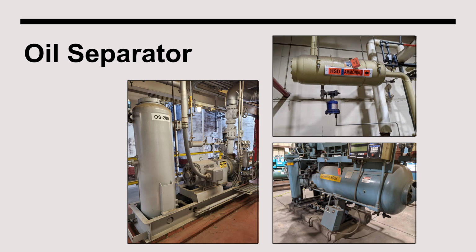An important component of a compressor is the oil separator. The purpose of this vessel is to separate the compressor oil from the ammonia and allow only ammonia vapor to exit the compressor. Oil separators can be installed either vertically or horizontally.